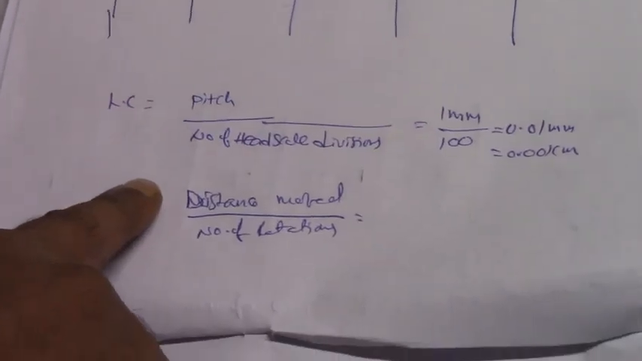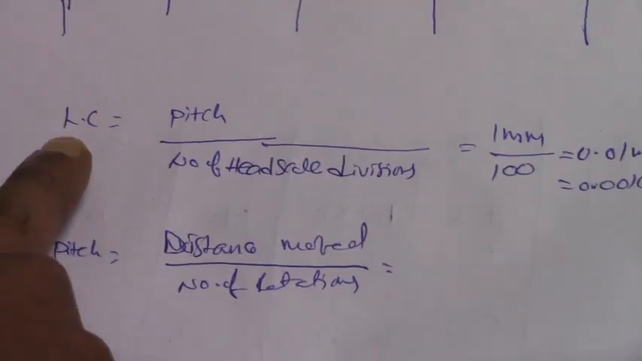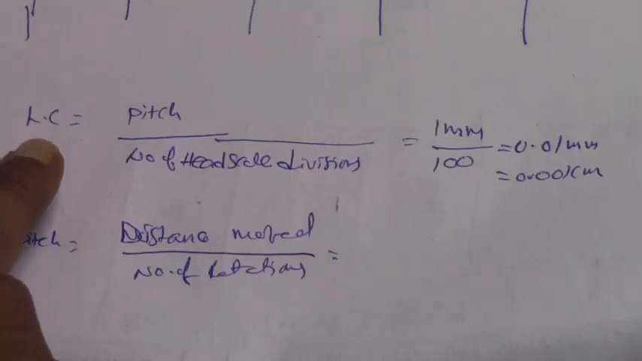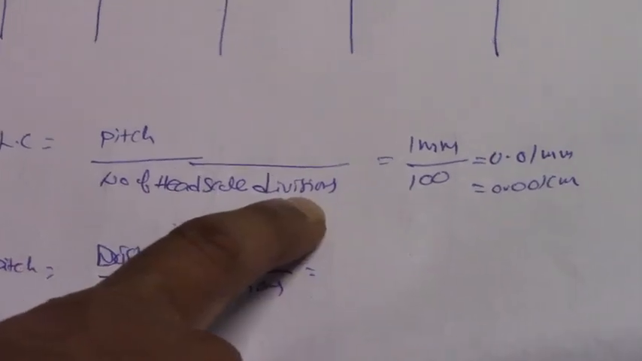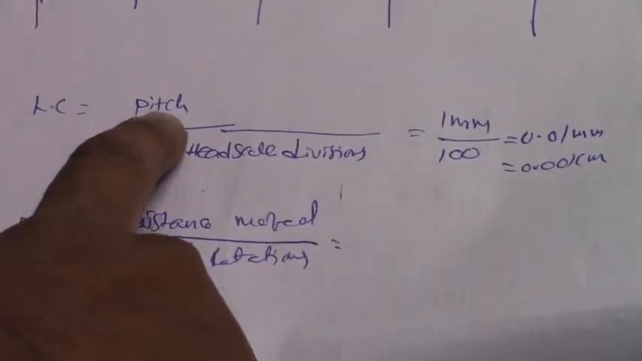Yes, before going to measure the radius of the wire, let us calculate the least count of the apparatus, this screw gauge. The formula for the least count is pitch divided by number of head scale divisions.